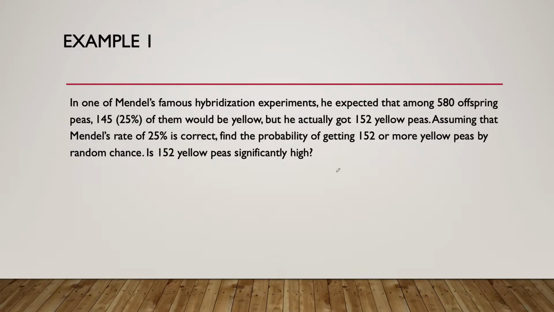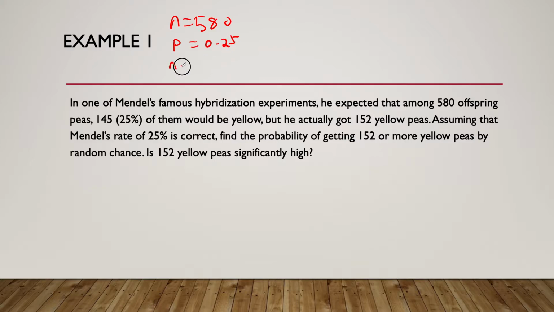For example, in one of Mendel's famous hybridization experiments, he expected that among 580 offspring peas, so 580 being the sample size, 25% of them, that'd be the probability of success, would be yellow. But he actually got 152 yellow peas. Assuming that Mendel's rate of 25% is correct, find the probability of getting 152 or more yellow peas by random chance. And is 152 yellow peas significantly high?